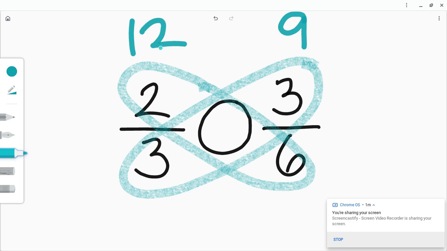So now I'm going to again compare my two products, 12 compared to 9. 12 is greater than 9. And since 12 is on the left side, that means my left fraction will also be greater. So making sure that my signs are facing the same way, I know that 2/3 is greater than 3/6.